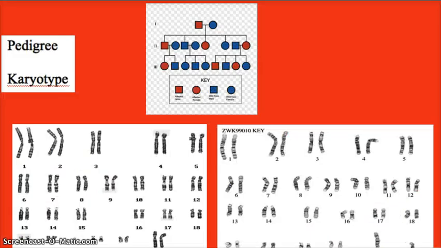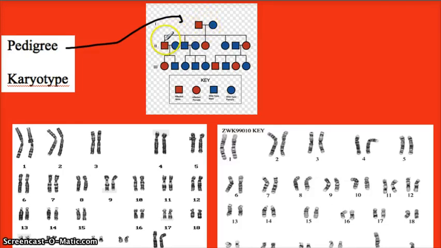Let me talk a little bit about pedigree and karyotype. A pedigree is a chart or family tree, and it helps geneticists trace inherited traits in humans. For example, here we have a father and a mother, and the father is affected with whatever genetic trait. It could have been any of those we said.